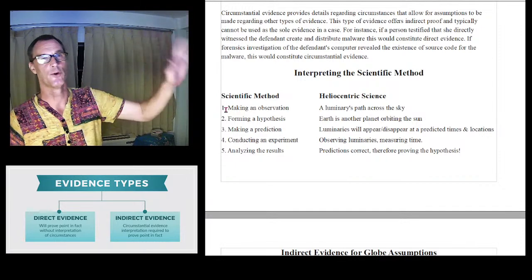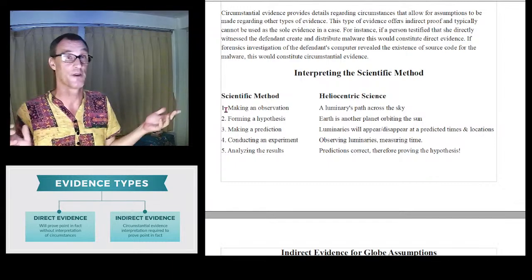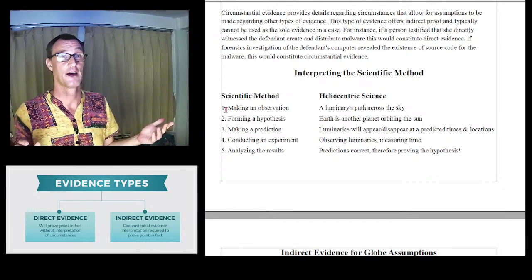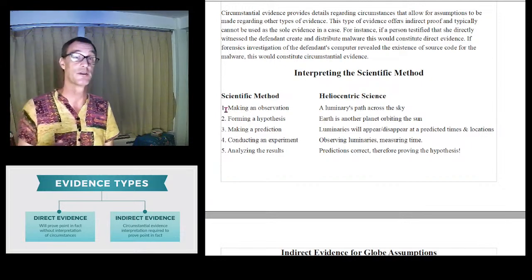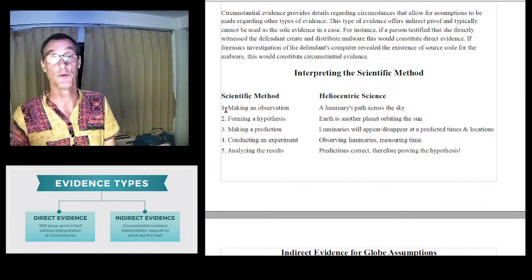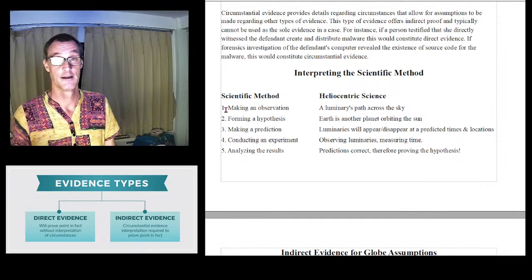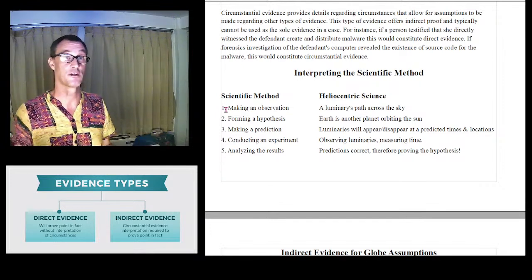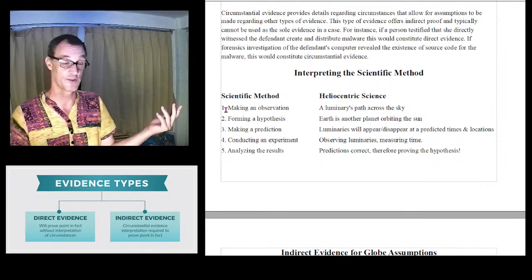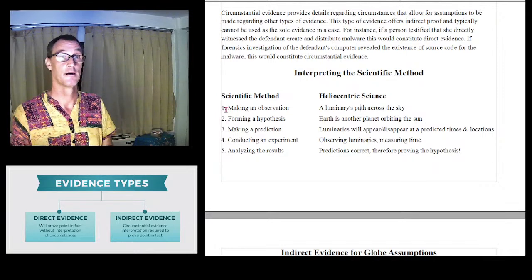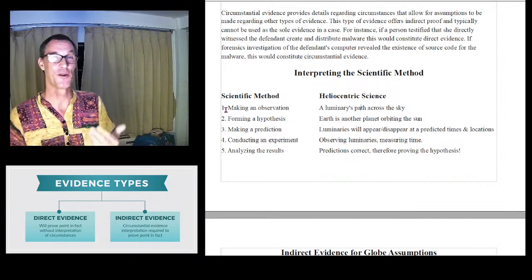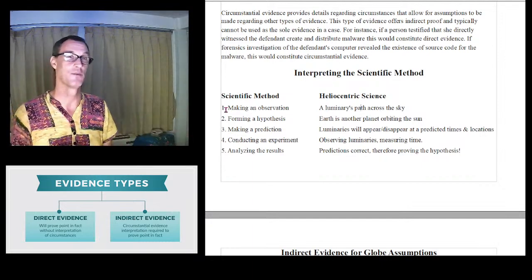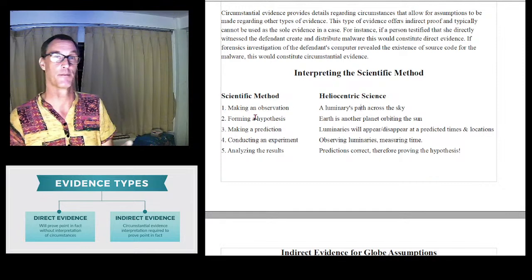you have to form some kind of hypothesis, and the hypothesis here, of course, with the heliocentric model is the Earth is another planet orbiting the Sun. That's the assumption, the presupposition, and that's why we see a luminary move across the sky. So, okay, we've got an observation we can make. And we've got a hypothesis that the Earth is another planet orbiting the Sun.